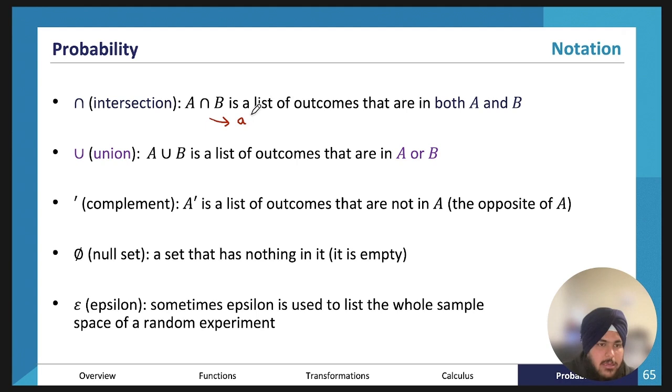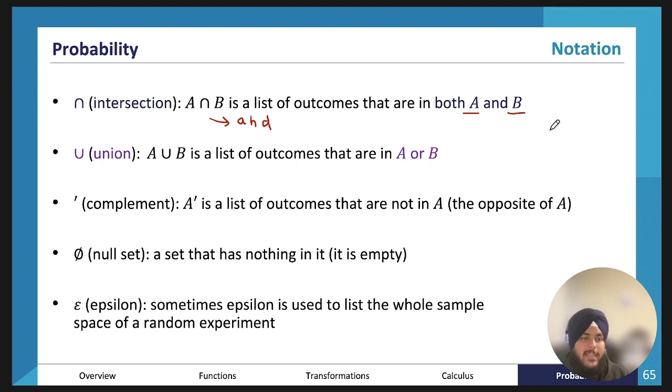So essentially what it does is it lists all the outcomes that are common to both A and B. So common means it must have elements of A and elements of B. For example, rolling a six-sided die, so that's the experiment. Getting an even number and getting a number that is a multiple of 3 are 2 events. A and B would be anything that's common to both. So that would be the number 6, for example. That is common to both of those events. So that would be A and B.